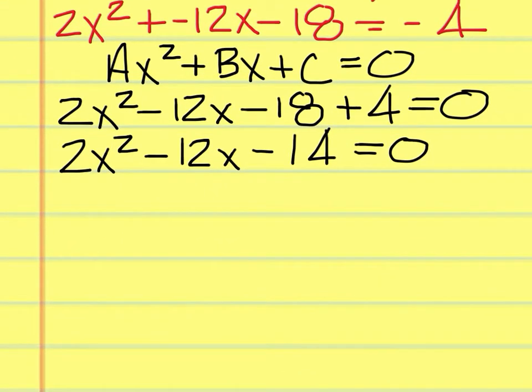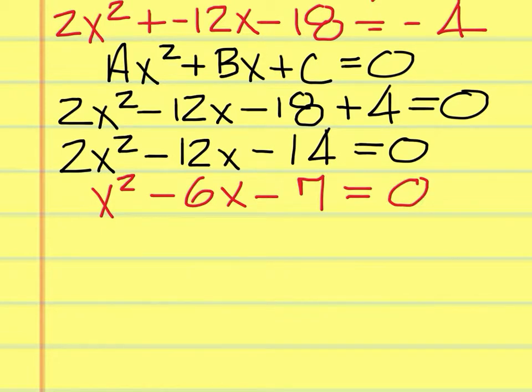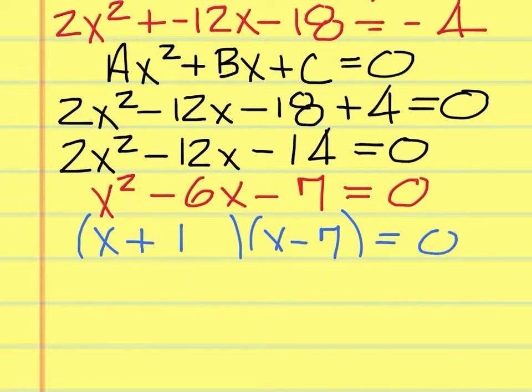Don't forget, you can make this easier by dividing everything by 2 to get x squared minus 6x minus 7 equals 0. When you do that, you can factor this one. It makes it much easier. If we factor that, we end up with x plus 1 and then x minus 7. 1 and negative 7 multiply to get negative 7, and they add to get a negative 6. When you set each factor equal to 0, your solutions are negative 1 and 7.